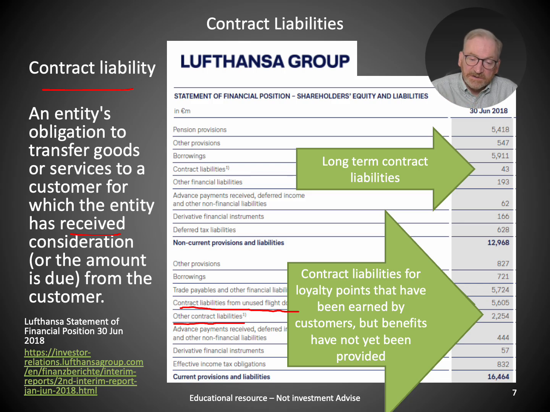So this is how the accounting should work in somewhere like an airline, where you're receiving revenue in advance. You then have an obligation to provide services to the customer in the future, and that has to show up on your balance sheet as a contract liability. You can see in this case it's divided into two bits. One is the contract liability to provide the flight in the future, and the second bit is the contract liability to provide benefits for loyalty points in the future.